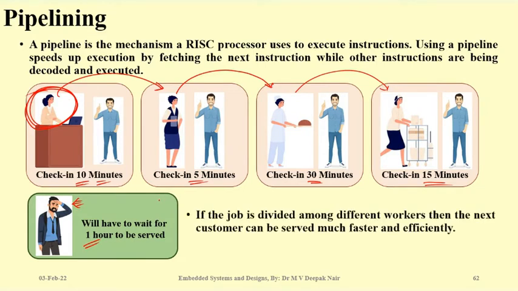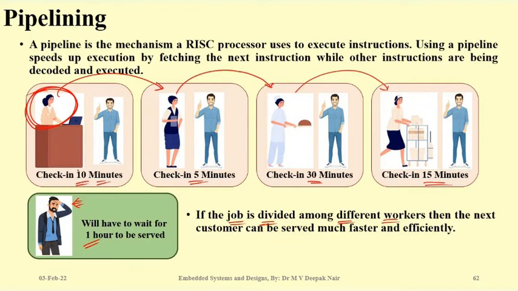So what can be the solution here? The solution is, if you want to increase the speed of the system or the overall efficiency of the system, then you can divide the job among different workers. In that case, one person will be just taking note of the check-in, and by the time the second person will take the order, the next person will go and prepare the order.